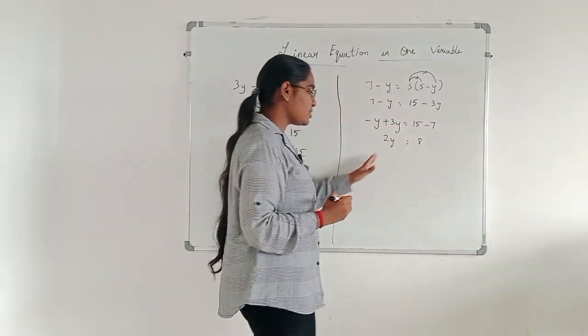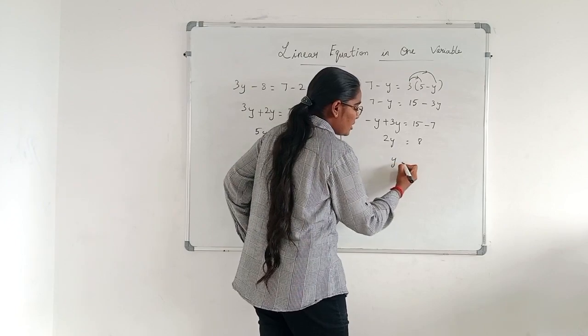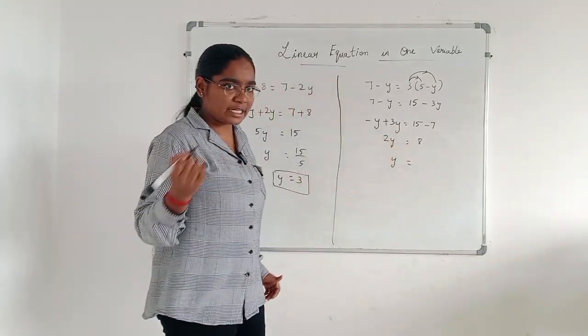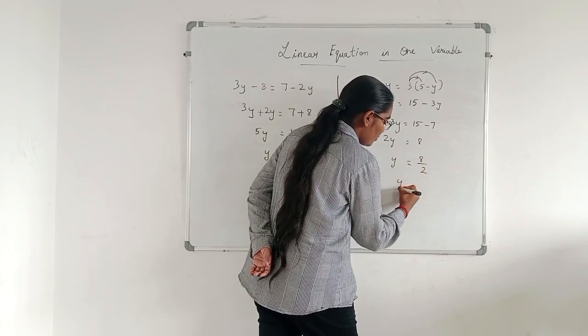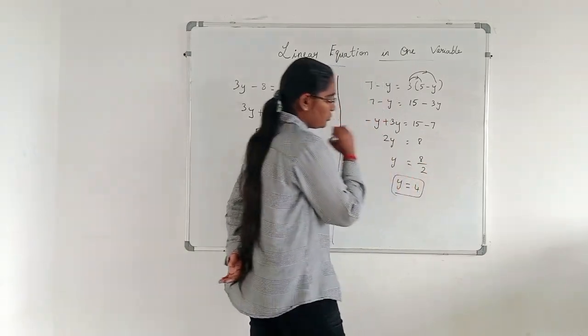2y. Next, keep this variable on this side, and this 2y is in multiplication. So this 2, when it moves to the other side, becomes 8 divided by 2, y equal to 4.